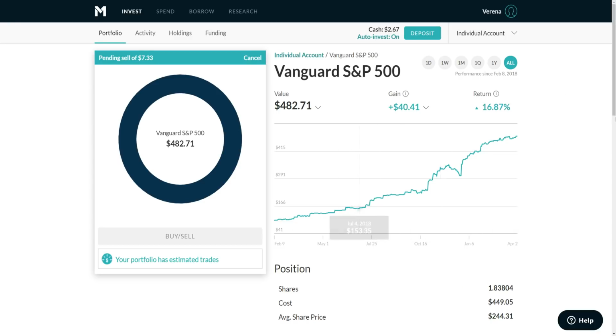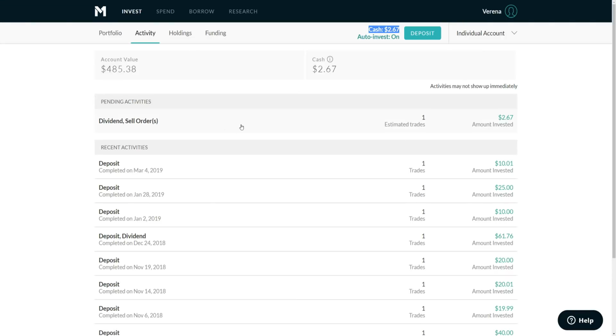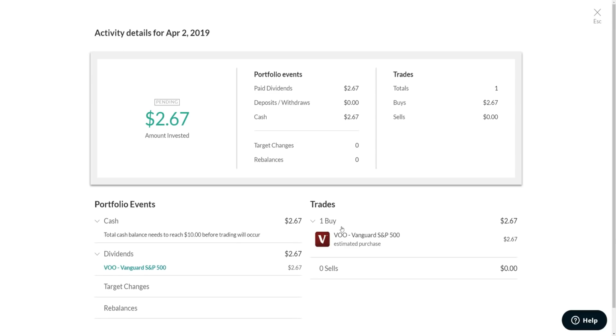It should show that the cash bumps up to 10 and then auto triggers sells and then rebuys itself back without really losing any sort of equity. It'll basically just reinvest itself here. But you can see here it's already set up. Activity, it's basically buying back $2.67.